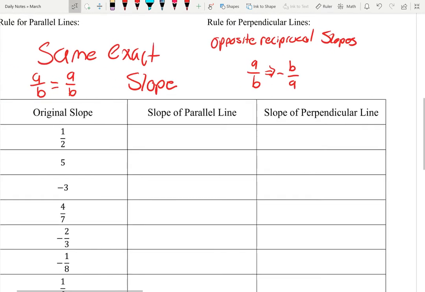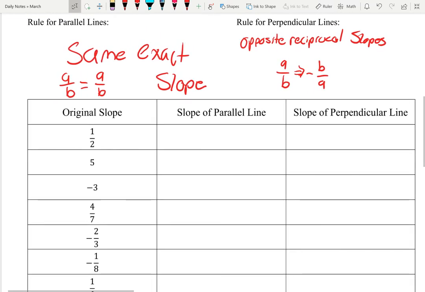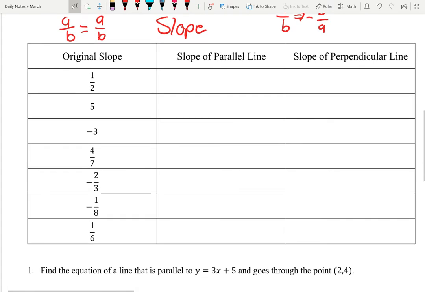So we're going to fill this in right here, just to get an idea of what the parallel or perpendicular lines would look like. So if we have a line with a slope of 1/2, a parallel line will have the exact same slope of 1/2. But for the perpendicular line, which has the opposite reciprocal slope, we flip the fraction upside down. So it'd be 2 over 1, and we change the sign from positive to negative. So its slope is negative 2 over 1, or just simply negative 2.